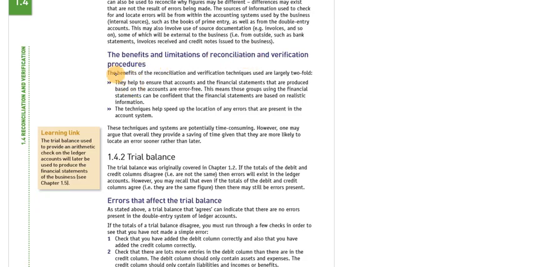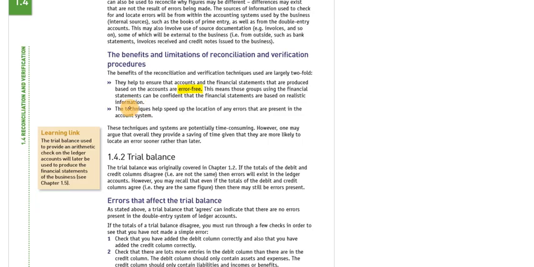Number one, the benefits of the reconciliation and verification techniques used are largely twofold. The first one is they help to ensure that the accounts and the financial statements that are produced based on the accounts are error free. So it ensures that the accounts we have maintained are free from error. This means those using the financial statements can be confident that they are based on realistic information, not on biased information.